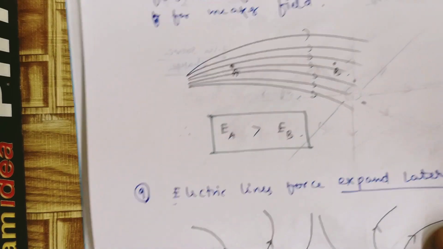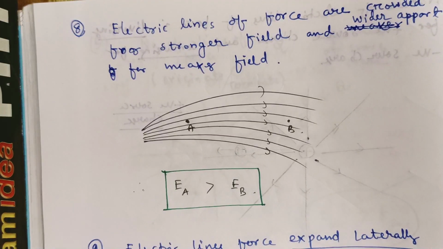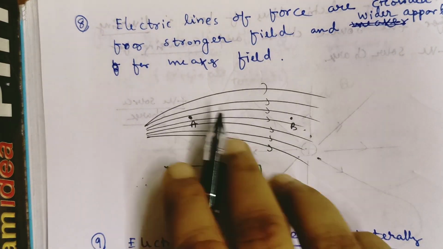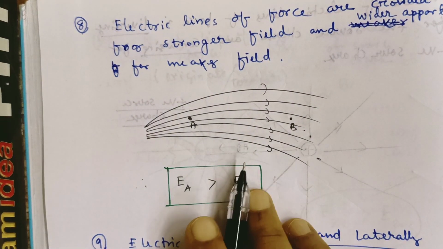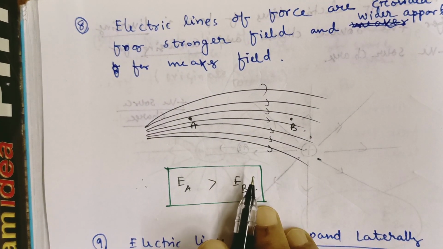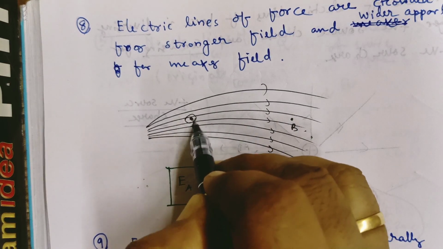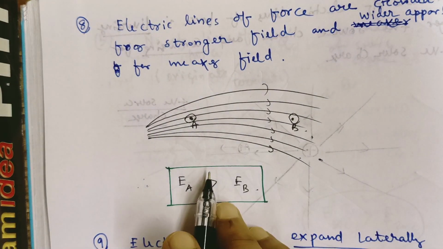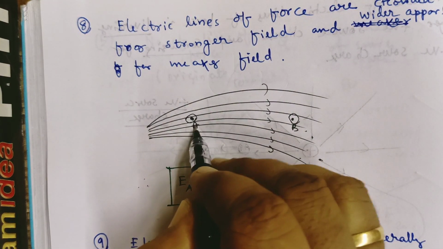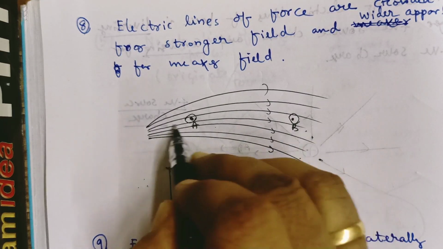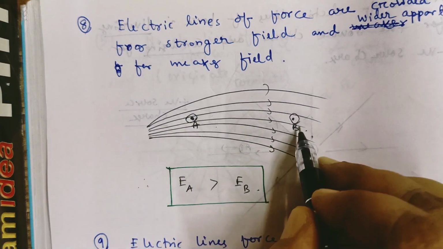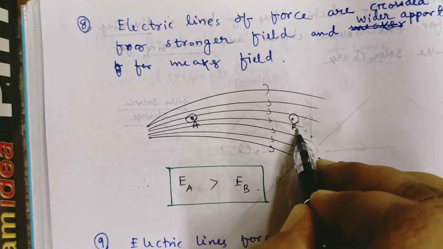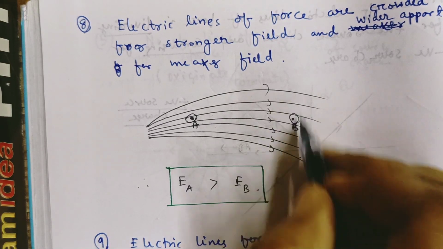Then another characteristic. First you see the diagram. These curves represent an electric field. There are 2 points marked here, A and B. Here you see A. In this region the lines of force are crowded, and you see the region B. The lines of force are wide apart.